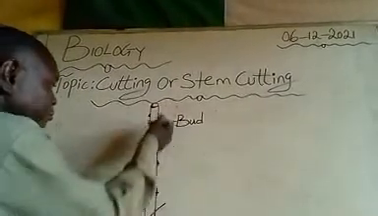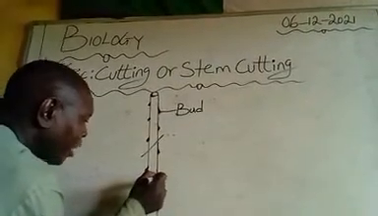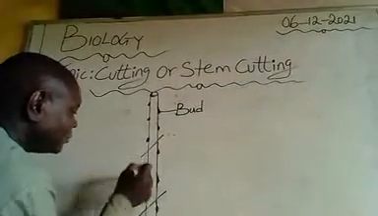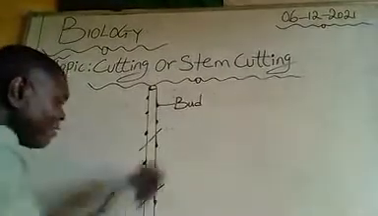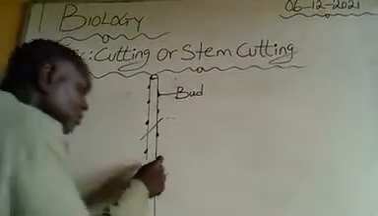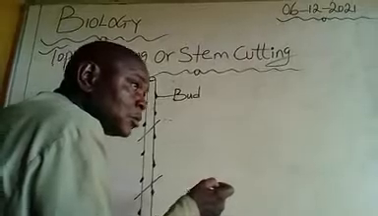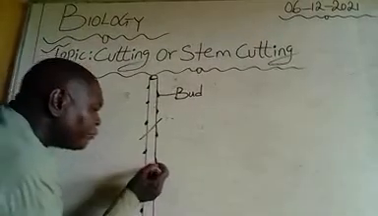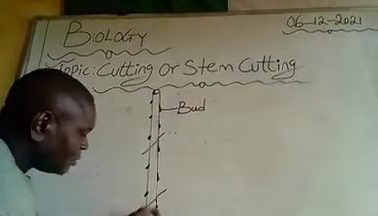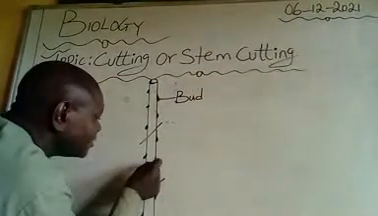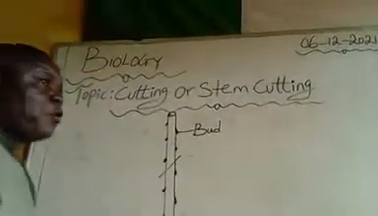These portions, as you can see, have buds. Look at the buds. When you plant these portions, they will germinate because they have buds. They will germinate when you plant them.